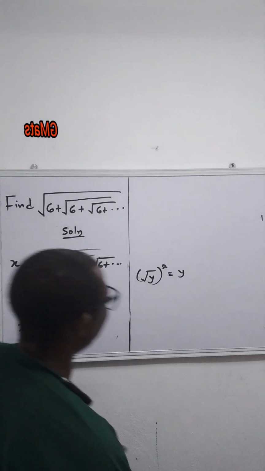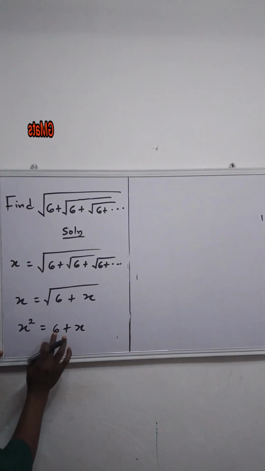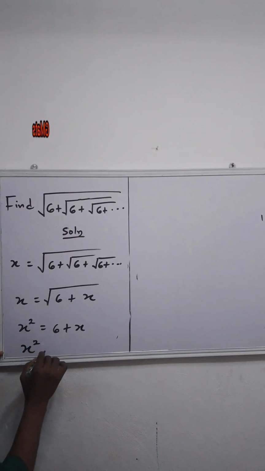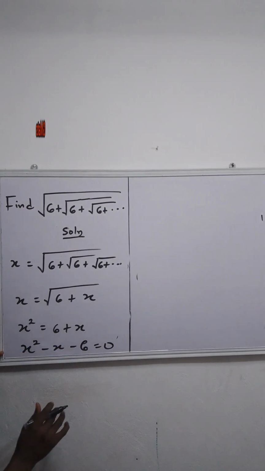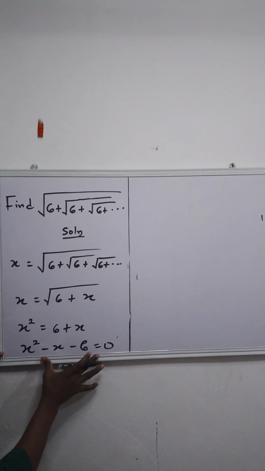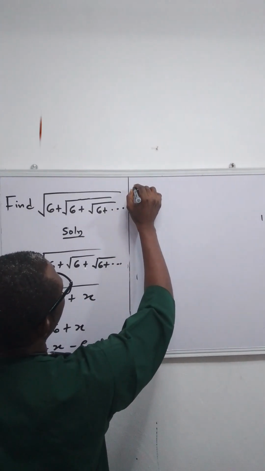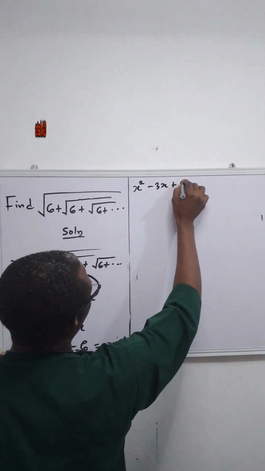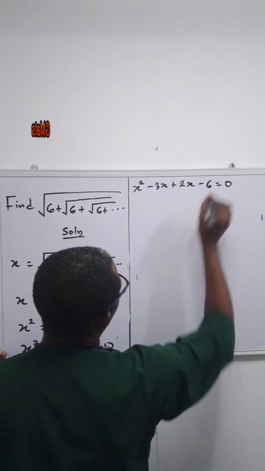Okay, so now let's transpose 6 and x. So we have x squared minus x minus 6 equals 0. So this is a quadratic equation. Can we solve this? So this is going to give you x squared minus 3x plus 2x minus 6 equals 0.